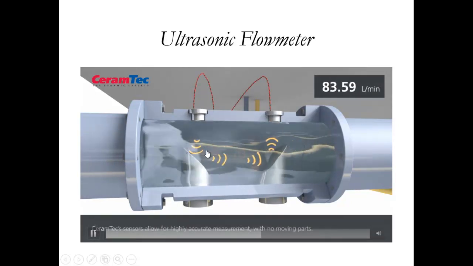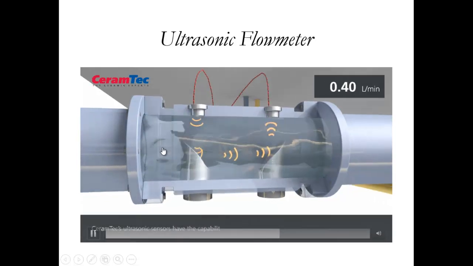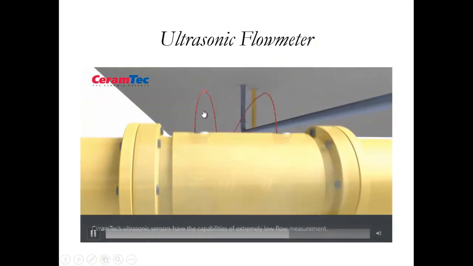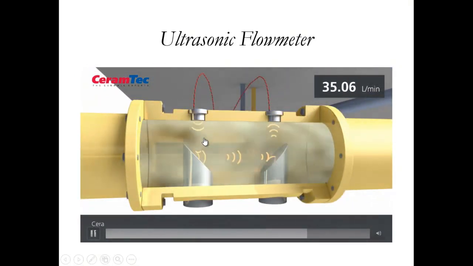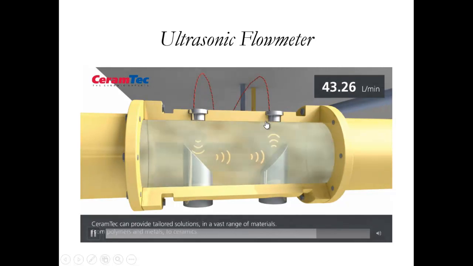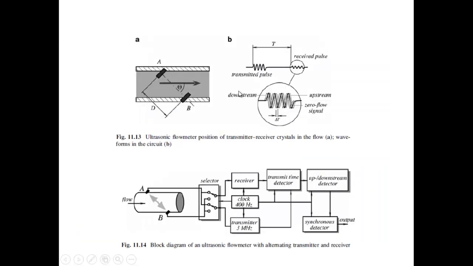As the signal travels through this medium, which is water or any other fluid, we can find out the time it takes for the transmitted signal to reach the receiver end. As the velocity of the liquid increases or decreases, the time taken would also change. So this is the typical line diagram of this type of sensor.